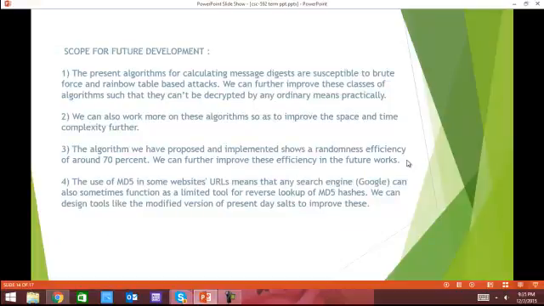Scope for future development. There exist numerous scopes for future development. Firstly, the present algorithm for calculating the message digest is susceptible to brute force attacks. This can be improved to prevent decryption by any ordinary means. Secondly, there is always a scope of improvement for the space and time complexity of this algorithm. Thirdly, we see that NMAC MD5 shows a random efficiency of around 70%. This can also be improved in future works.